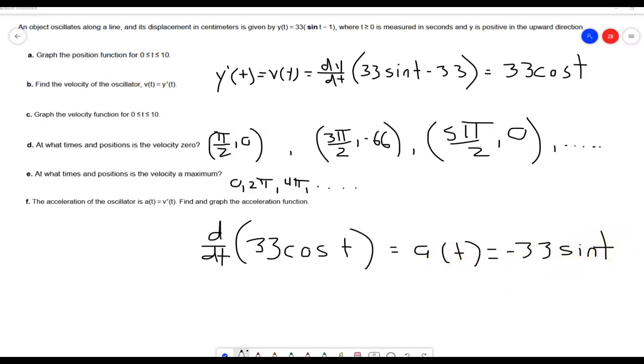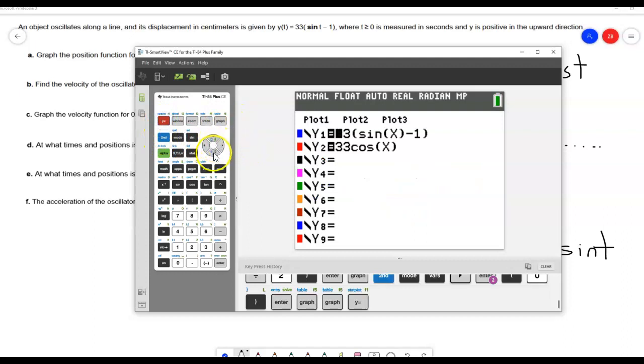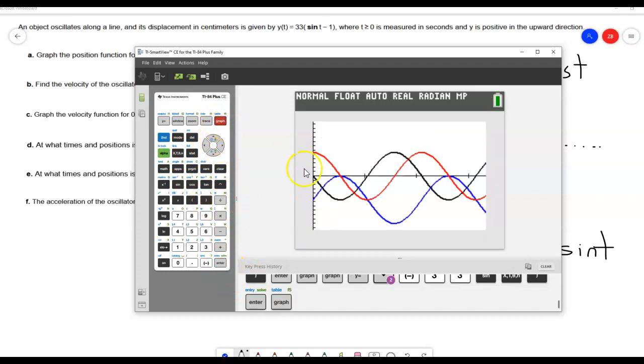So let's go ahead and graph that, and then I think we're done. So graph, yep, y equals, go down here to negative 33 sine x, and graph. And this is our acceleration function, which is to our velocity function what our velocity function is to our position function.